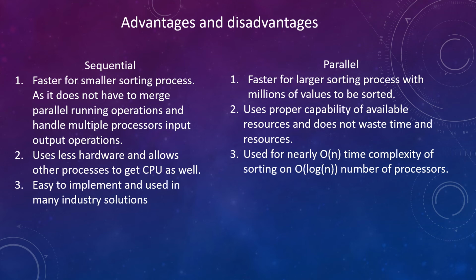Now, going forward, sequential uses less hardware and allows other processes to get CPU as well. So when you're running multiple processes and they're not all about sorting, sequential sorting would be a much better option for you, because it gives other processes a chance to use the CPU as well, and it does not totally utilize your resources to do one operation. So it is very good for a distributed system where multiple operations are being run.